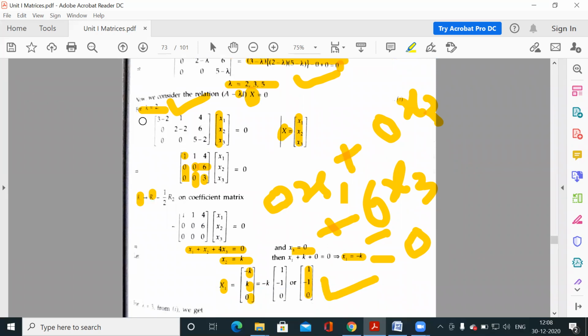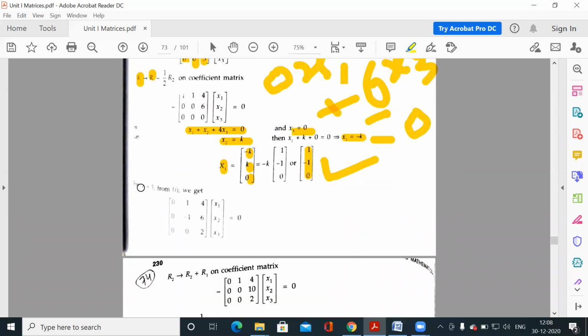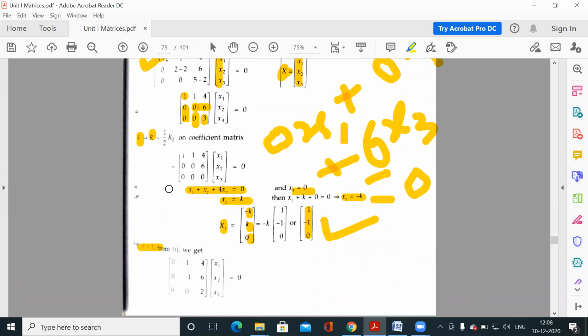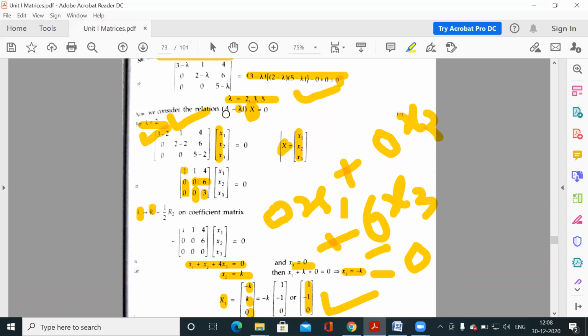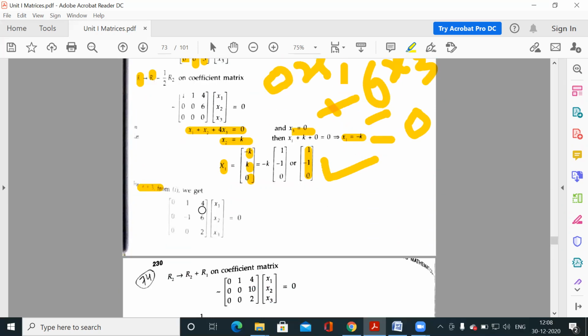Now similarly, as we have taken lambda equal to 2, we can take lambda equal to 3 and lambda equal to 5. So for all these three eigenvalues, we have to find the eigenvector. So now lambda equal to 3, the next case. For lambda equal to 3, what do you have to solve? (A minus 3I)x is equal to 0. So from the diagonal elements, you have to subtract 3, because we are finding the eigenvector corresponding to eigenvalue 3. So 3 minus 3, 1, 4, 0, 2 minus 3, 6, 0, 0, 5 minus 3. So this is your equation.